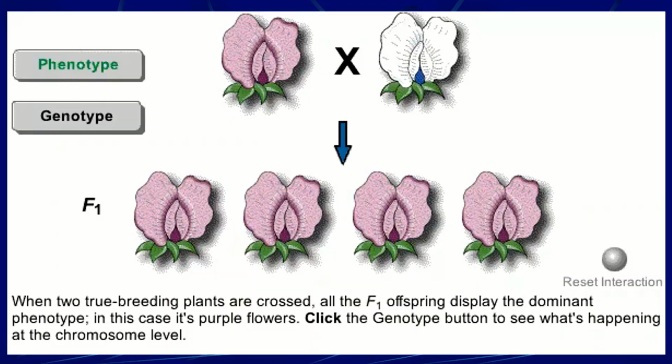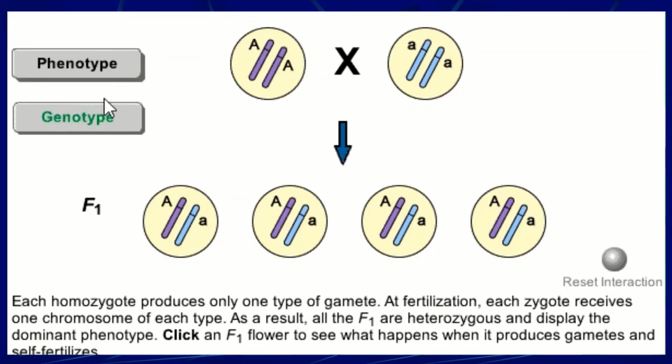Now let's see an example of Mendel's experiments. So here, when two true breeding plants are crossed, all the F1 offspring display the dominant phenotype. In this case, the purple flowers. Remember that purple flower color is dominant over the white. Now let's see the genotype. You will see that the purple has homozygous allele, so homozygous dominant, and the white has homozygous recessive allele. All the F1 offspring carry one copy of each, so they are all heterozygous for purple.